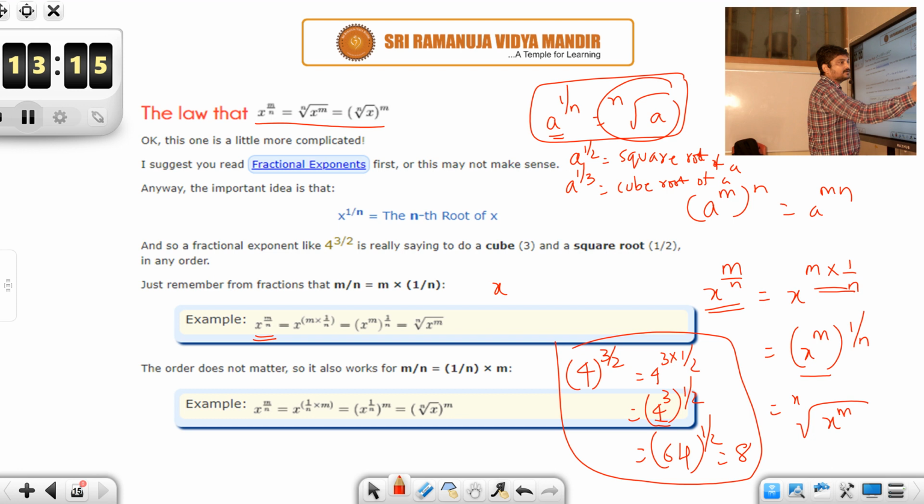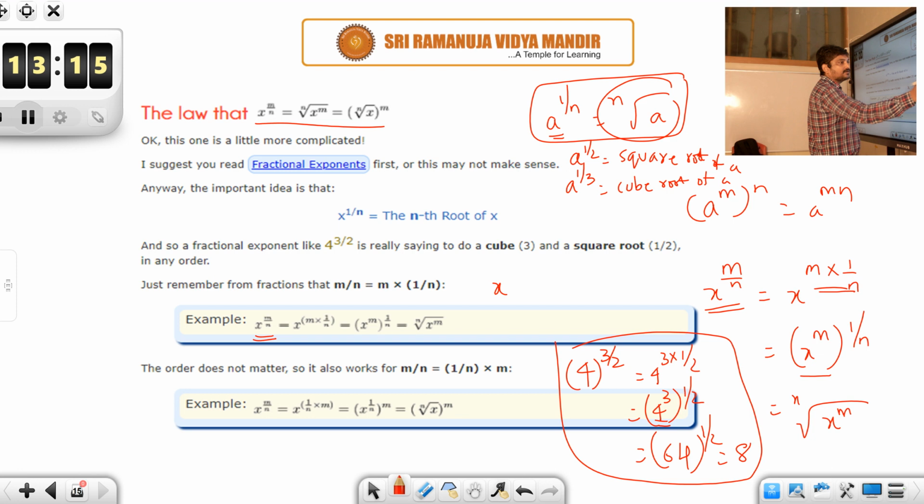Say you could see this example, 4 power 3 by 2. 4 power 3 by 2, you could also write it as 4 power 1 by 2 into 3. So this is 4 power 1 by 2 whole cube. What is 4 power 1 by 2? We could simplify, that is the square root of 4. Square root of 4 we could write as 2. And 2 raised to the power 3. So this is 8. So we are getting the same answer.